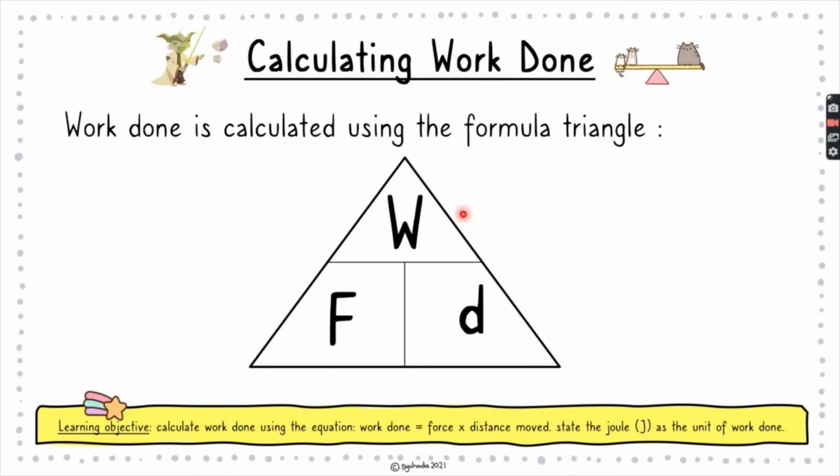You can also try to remember work done by using this formula triangle. So you just draw a triangle and you divide it into 3. At the top there is W for work done. Force is at the bottom next to distance. So this triangle shows you that anything that is below the top, that is divide. And if they're next to each other side to side, that's times. So I'm going to show you guys how you can actually use this formula triangle.